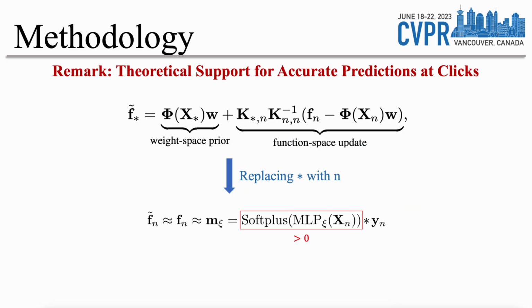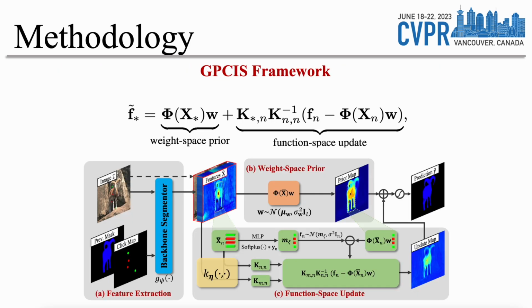Note that in the sampling framework, by replacing star with n, where n represents the clicks, we can derive that the predicted classification scores have the same size as their labels. This provides theoretical support for accurate predictions at clicked regions. Based on the efficient sampling framework, we can easily construct the entire network with a clear working mechanism, where the deep kernel learning technique is adopted in both weight space and function space for better flexibility.